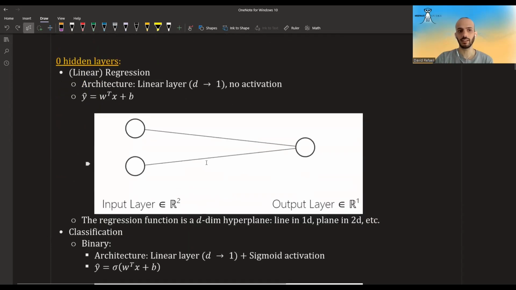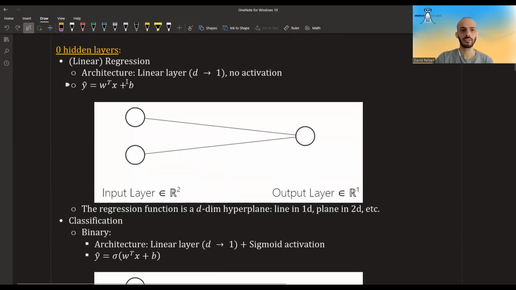So let's look at 0 hidden layers. If we look at regression, we basically have just inputs, they go through a linear layer without any activation, and we get an output. So it's basically linear regression. This is what we get from this architecture, and the structure that this architecture can capture is basically a hyperplane.